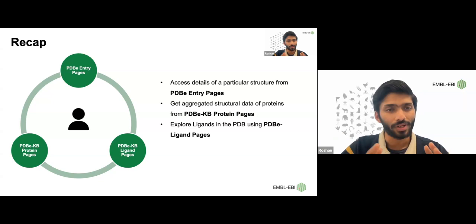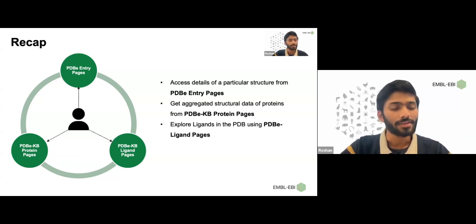Now, to recap what we have discussed so far. As a user, if you want to know about a PDB structure, you can visit the PDB entry pages. If you are interested in a protein and want to know more about the different PDB structures belonging to that protein, you could visit the PDBe-KB protein pages. Or if you want to know more about a particular ligand, you can visit the PDBe-KB ligand pages. From any page you visit, you could go to any other page. If there is a connection between these entities, they are connected together, which helps you ask questions and find more interesting aspects of any protein, PDB structure, or ligand.